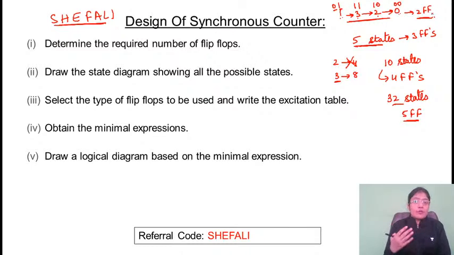So on the basis of the given input, can you determine the number of required flip-flops? That is the first step. Whenever we have to design a counter, first of all we need to determine the number of required flip-flops. I hope this step is clear to everyone.